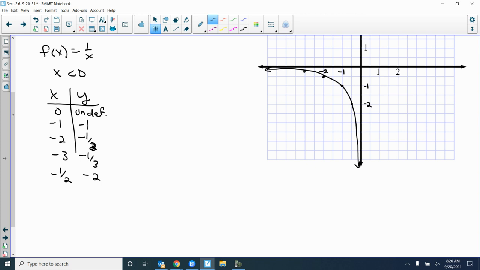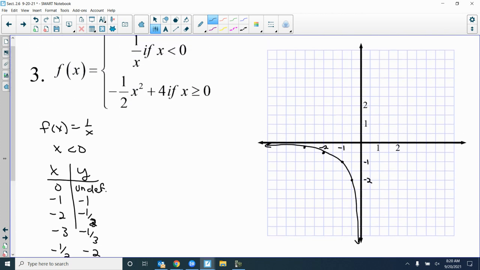And we get f of x equals, what do we got here? Negative 1/2 x squared plus 4. And that gives me, all right, so x is greater than or equal to 0. So I want to plug in numbers starting at 0. And that gives me 4.